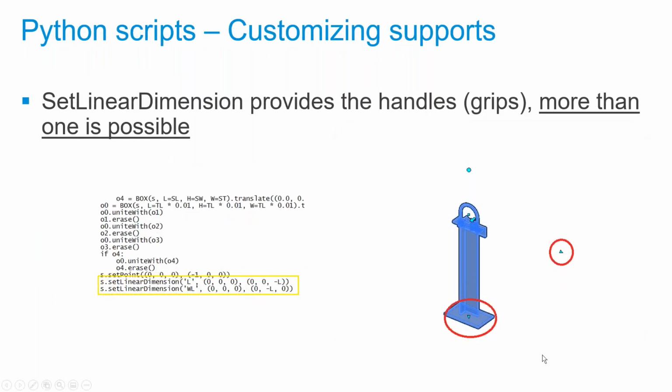And then one thing to mention for customization on Python scripting. If you do get into Python scripting, one thing you can do here is add grips to your supports that you've created. As part of the script, there's a set linear dimension that provides the actual grips that will show up. You can have more than one because obviously there are different adjustments for different types of supports, and you may have to have more than one in there.